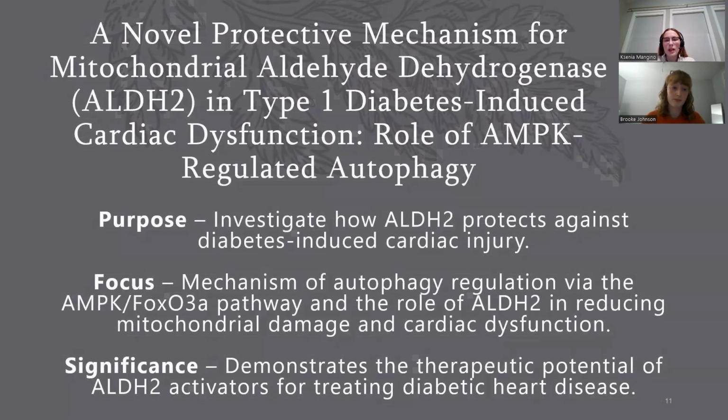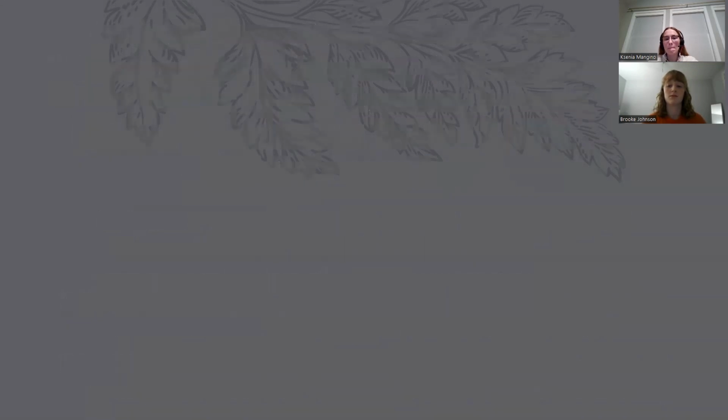In an article, a novel protective mechanism for mitochondrial aldehyde dehydrogenase, specifically ALDH2, in type 1 diabetes-induced cardiac dysfunction, a role of AMPK-regulated autophagy, with the purpose of investigating how ALDH2 protects against diabetes-induced cardiac injury, with a focus on mechanisms of autophagy regulation via the AMPK-FOXO3A pathway, and a role of ALDH2 in reducing mitochondrial damage and cardiac dysfunction. The significance of this is demonstrating the therapeutic potential of ALDH2 activators by treating diabetic heart disease.